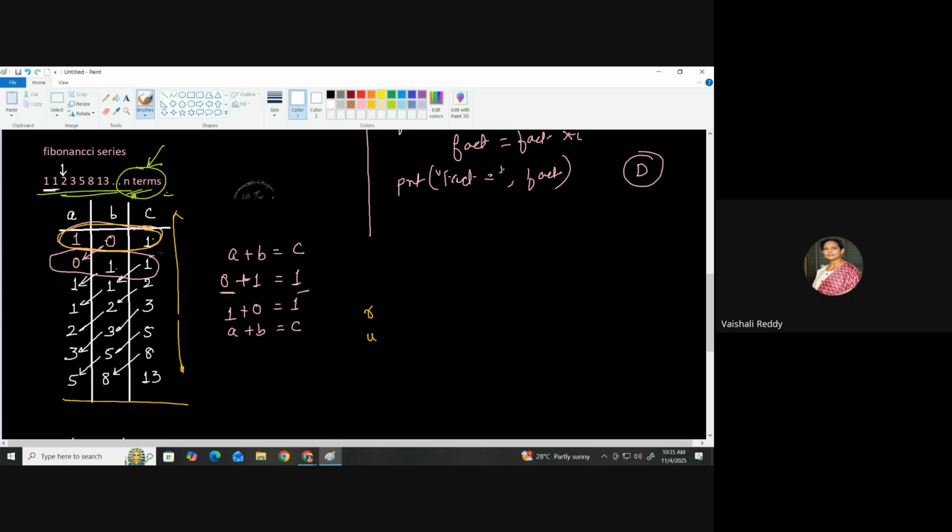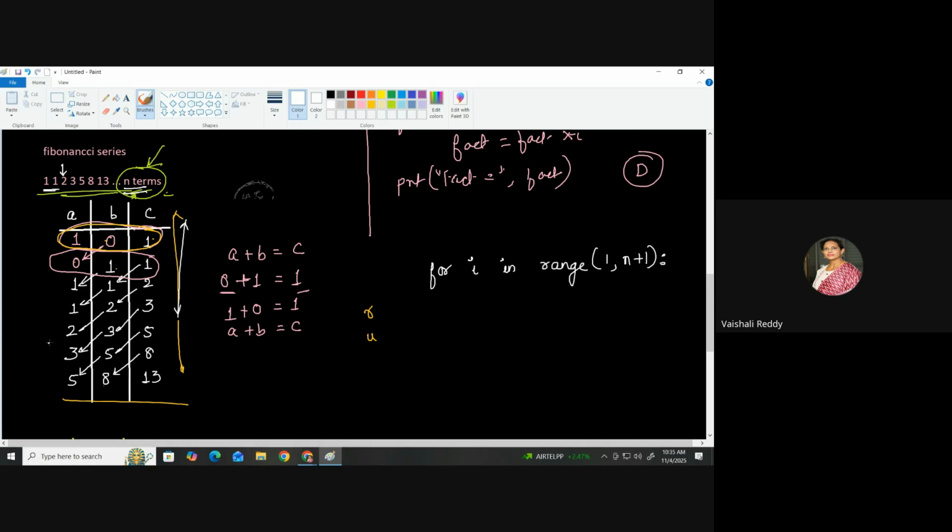Now please focus. How many times we have to perform this, that we already discussed? We have to do it for n terms. So my for loop will be for i in range 1 comma n plus 1. Correct? So Muskan, Janvi, are we okay with this part? The for loop part? How many times we have to perform this activity?